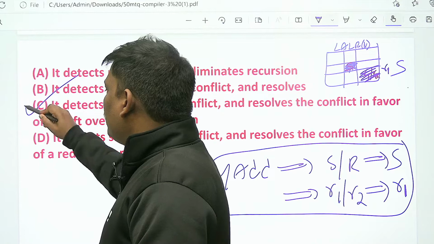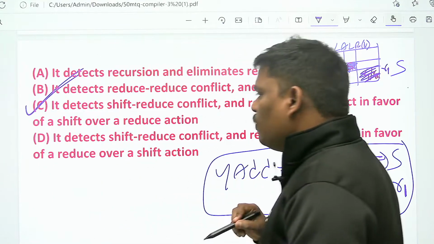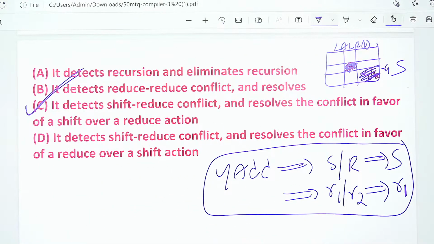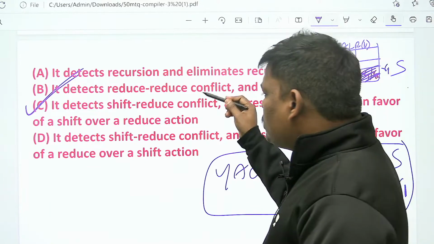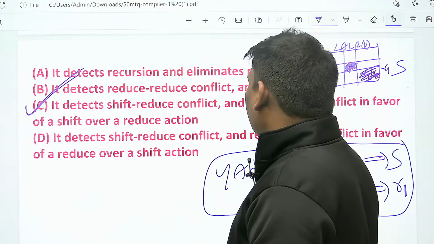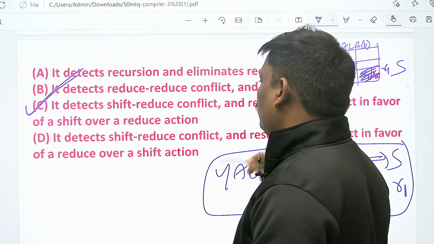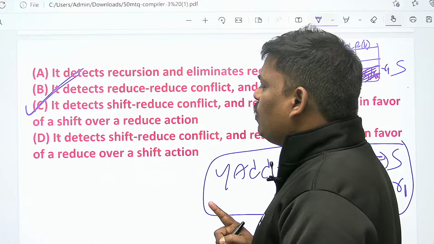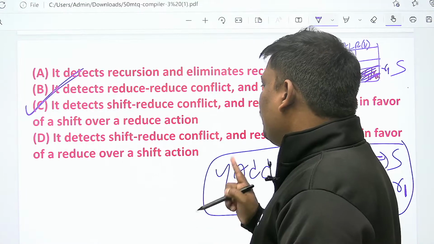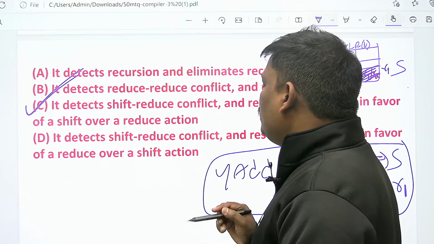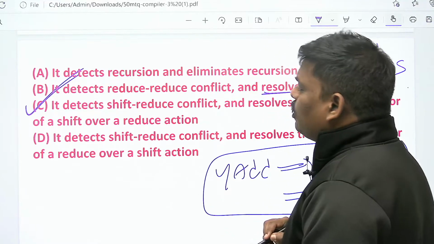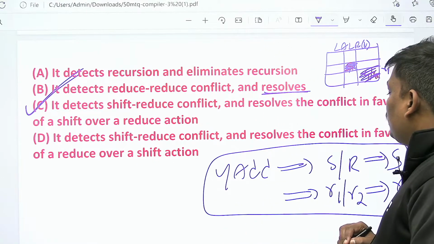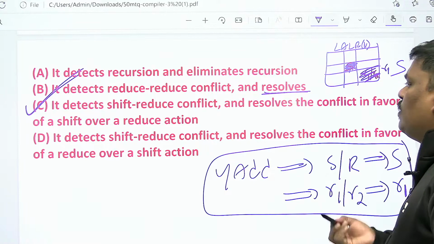Answer is C. See option D also. It detects shift reduce conflict and resolves the conflict in favor of reduce. No. Now see option B. It detects reduce conflict and resolves. It didn't say how it will resolve. Favoring what? It didn't say. So if it is MSQ, you can go for B and C. If it is MCQ, go for C because C has more clarity. C not only says it will resolve, it says how it will resolve also.